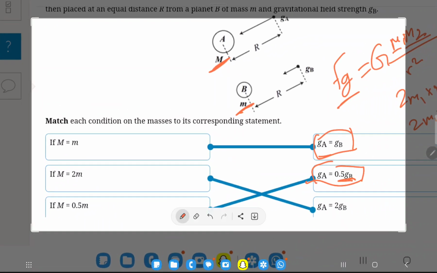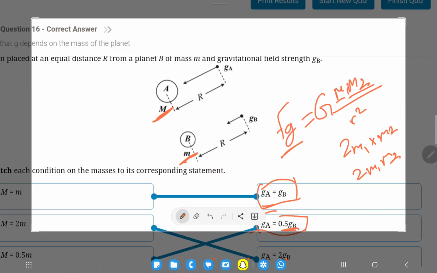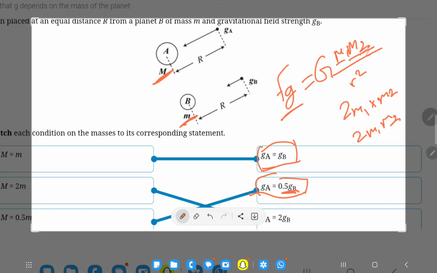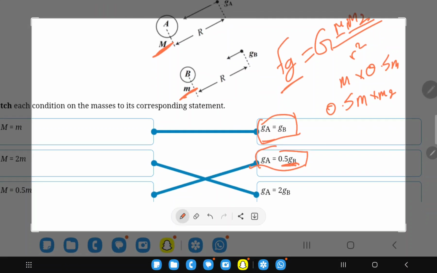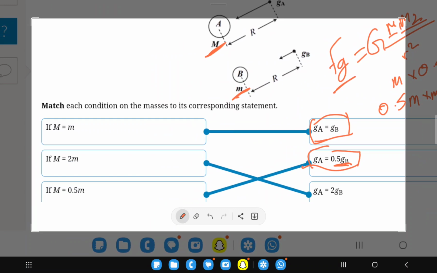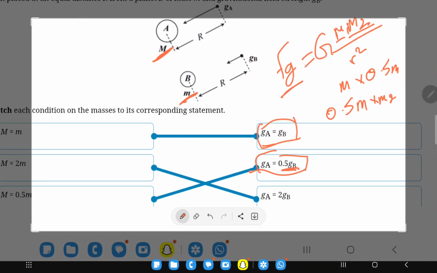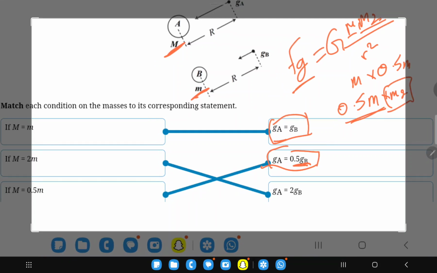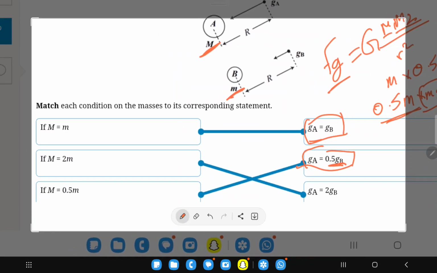And if M is 0.5 small m, so we have 0.5 m times m2, we get that Ga is half of Gb because it's half the mass. We get Gb is equal to 2Ga.